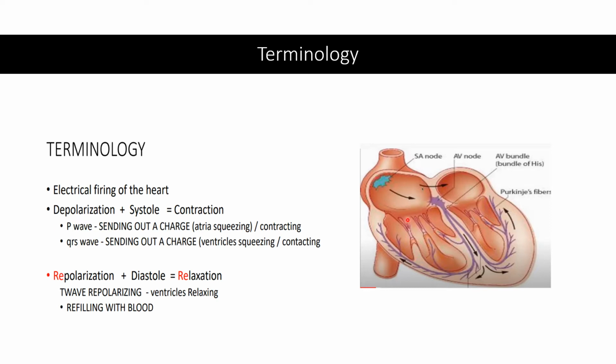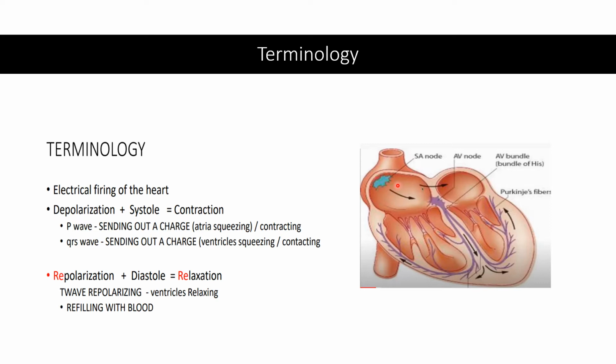Your QRS is going to be in your ventricles. So your P wave is going to be a little hump compared to that high spike, which is going to be in your ventricles. Your P wave sends out a charge, squeezing and contracting that blood. And then your QRS wave, where does that come from? In your ventricles, yes. Your QRS wave is initiating your ventricles, sending out a charge, your ventricles squeezing and contracting. All right? So we have your depolarization and systole.